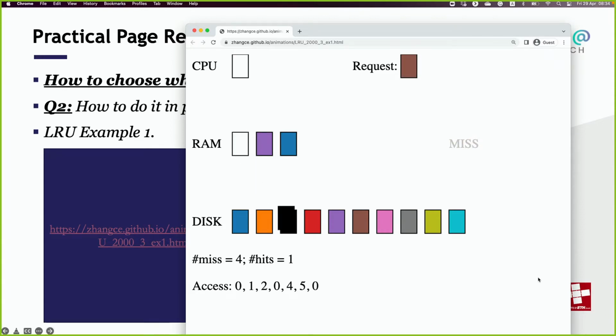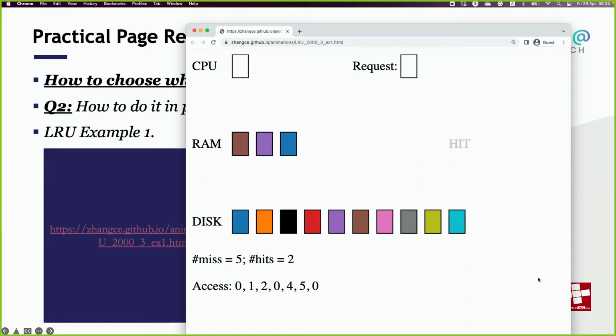When you have the brown one, right, you also evict the black page because that is the least recently used in the buffer. You bring the brown one from the hard drive to the DRAM, and you bring that to the CPU, and that's it. And then you get the idea. Okay, so it's very simple. We only need the blue one. You have another hit, right? So this is a very simple illustration of LRU.